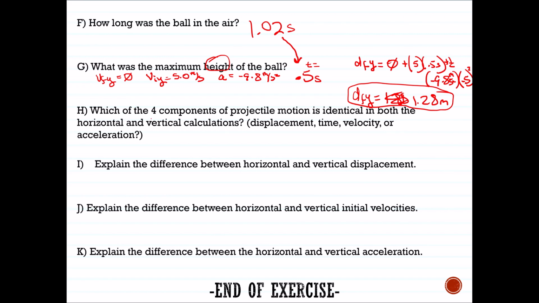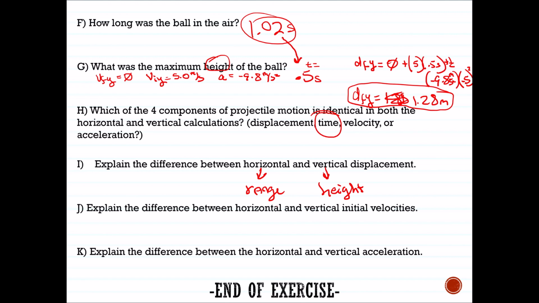H, which of the 4 components of projectile motion is identical in both the horizontal and vertical calculations? That's going to be time. Explain the difference between horizontal and vertical displacement. The horizontal is range, and the vertical displacement is called height.